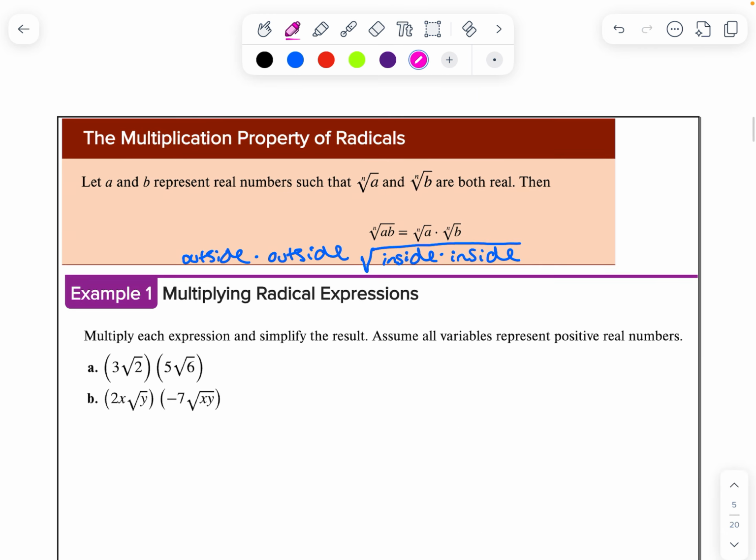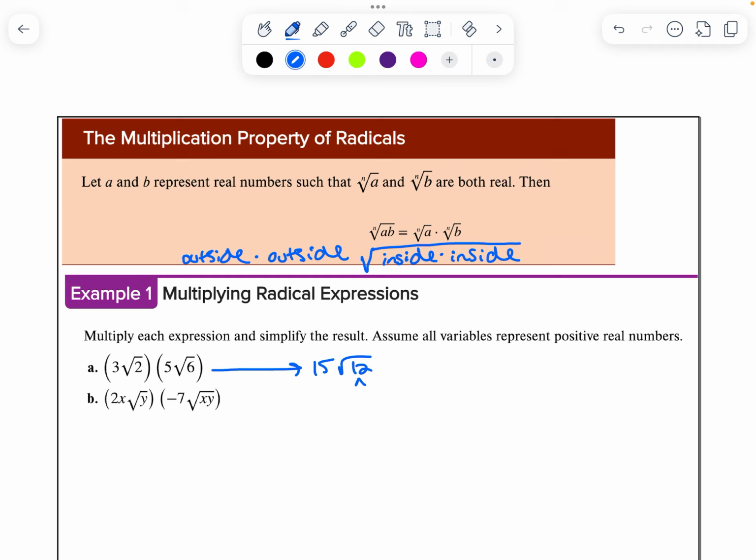All right, when you're multiplying radicals, so that was all addition of radicals. When you're multiplying radicals, what you're going to do is multiply the outside by the outside, multiply the inside by the inside. The outside stays outside, the inside stays inside. So on this first example, 3 square root 2 times 5 square root 6, outside times outside, 3 times 5 is 15. Inside times inside, 2 times 6 is 12.